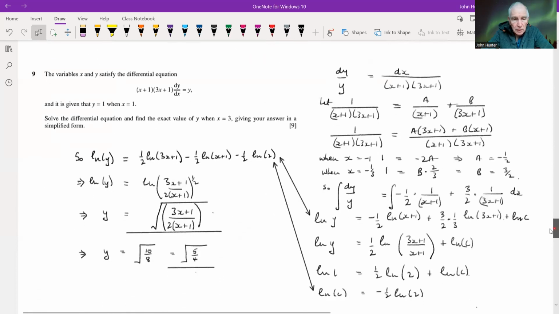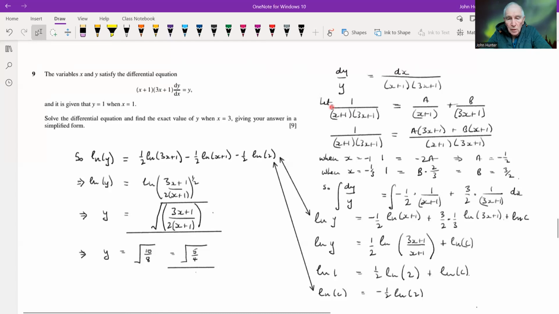Here's another messy one, actually. Variables x and y satisfy the differential equation (x plus 1)(3x plus 1) dy/dx equals y. It is given that y equals 1 when x equals 1. So this is what we're basically starting with once we've separated the variables. We've got all the y things on the left and the x things on the right. Now, it looks like a partial fractions solution.